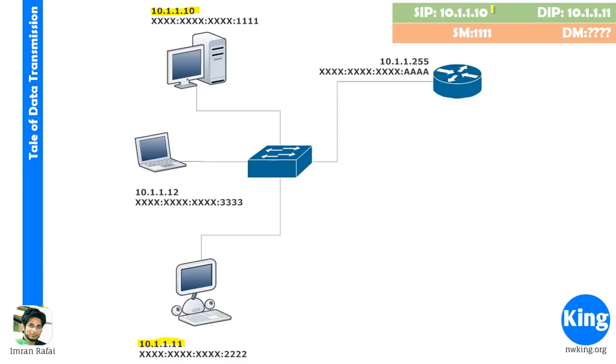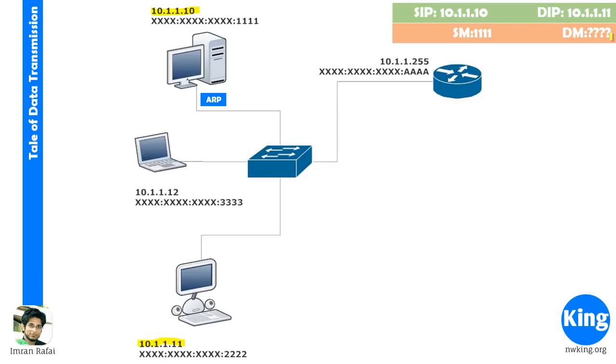So it has the source IP address, which is itself. It knows that it needs to go to 10.1.1.11, so it knows the destination IP address. It knows itself, so it knows its MAC address, but it does not know the MAC address of the destination device. What does it do? It uses a protocol called ARP. Now what is ARP? ARP is Address Resolution Protocol.